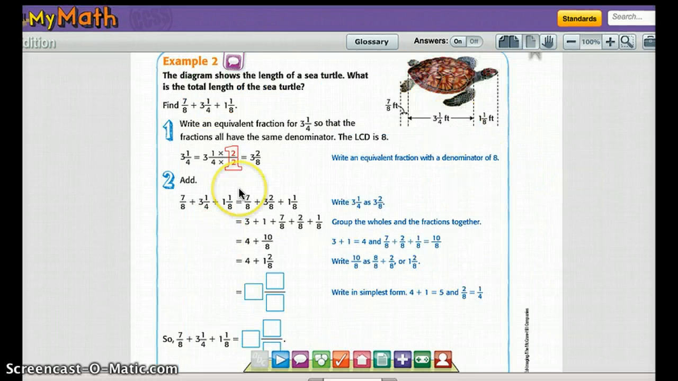And in this example, you have to be careful to make sure that if there are not common denominators, so in this example it's 7/8 plus 3 1/4 plus 1 1/8, we need to get it to be a common denominator. So we can change this 1/4 to eighths by multiplying numerator and denominator by 2. So then we have 3 2/8. Then we can add it up like we did in the last problem.